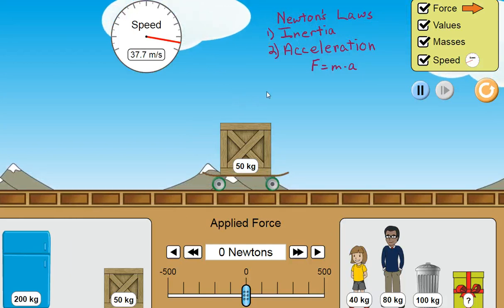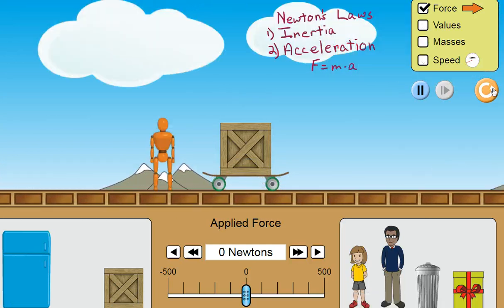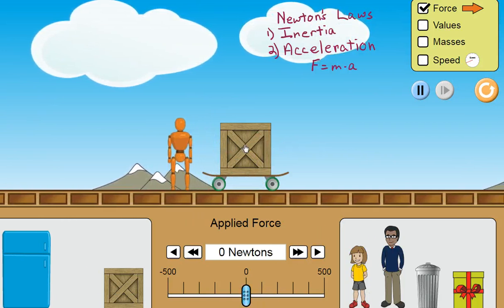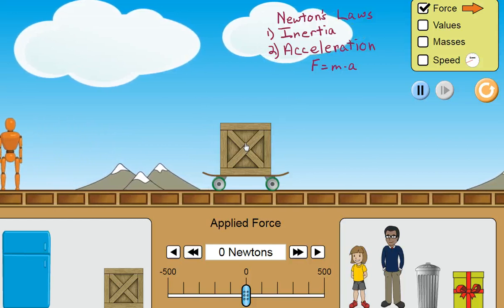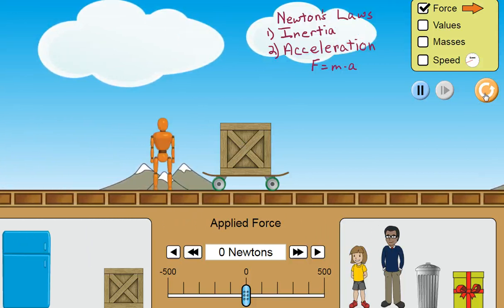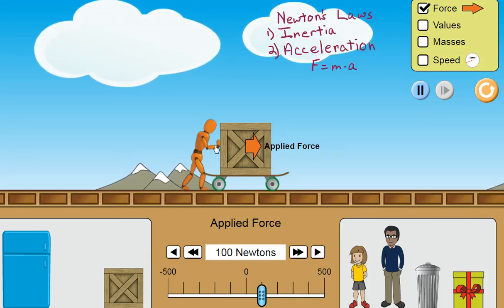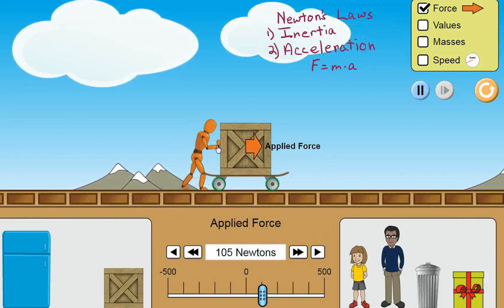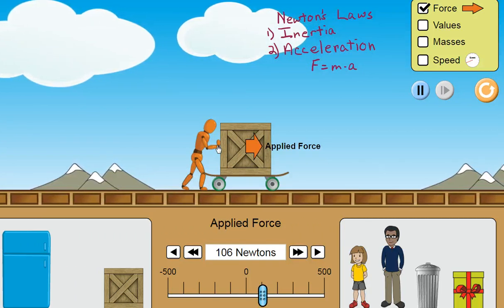Okay, so I hope that clears things up, the difference between the two. Remember that inertia is me just pushing it and letting it go, and it's going to go and go forever until another force acts upon it, in a frictionless environment. And acceleration is a continuous applied force, and that's going to cause the acceleration, and this crate is going to go faster and faster and faster.